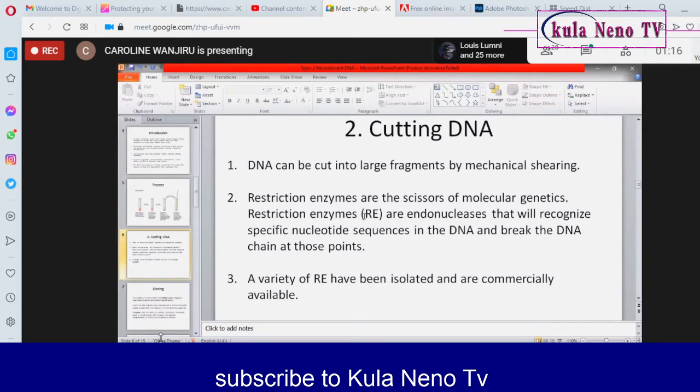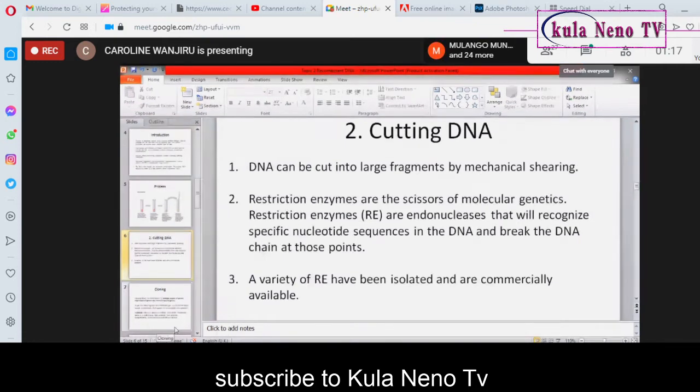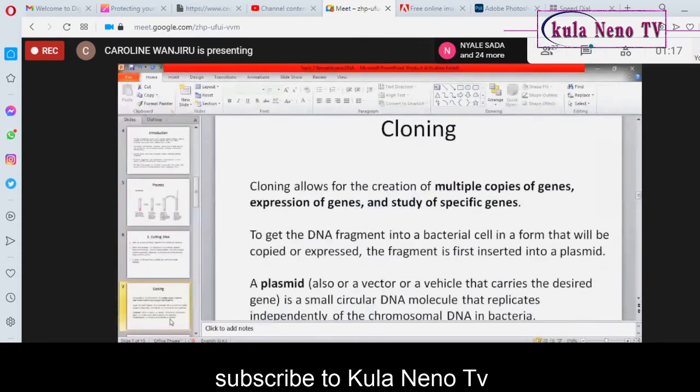We are told that a variety of restriction enzymes have been isolated and are commercially available. I think over time they've developed these enzymes. If you want to cut, maybe the growth hormone gene or the antifreeze gene, then there are specific enzymes. Some of them are already commercial. Maybe you can just go to the shop and say, I want this restriction enzyme that I can use to cut this particular gene.